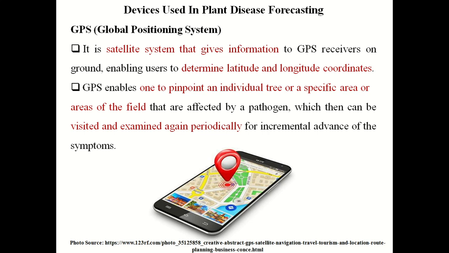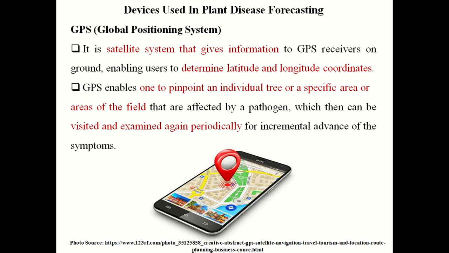Now these are the devices used in plant disease forecasting. Various devices are used for plant disease forecasting, among them first is GPS, the Global Positioning System. We all are aware of GPS because we are using various Android phones and iPhones, so there is no need to explain it. Simply, it is a satellite system that gives users the latitude and longitude coordinates. Generally GPS has become very helpful during surveys, and no doubt it will also become helpful in plant disease forecasting.